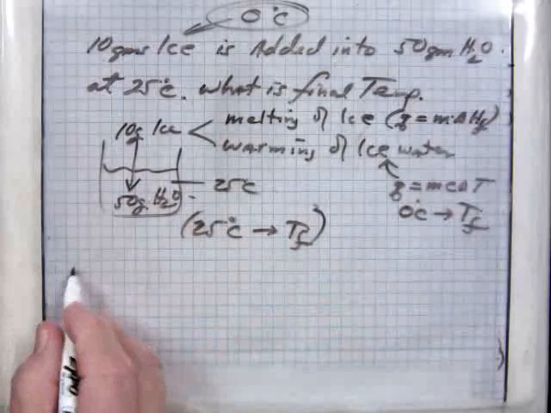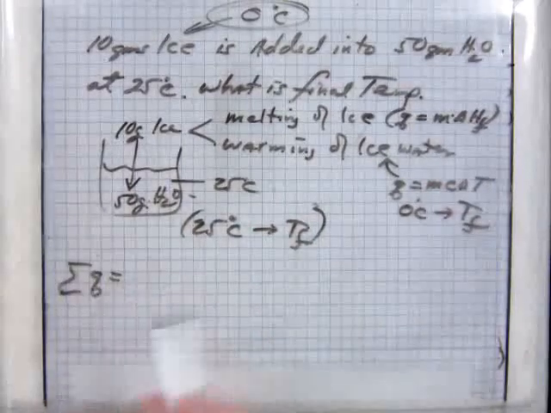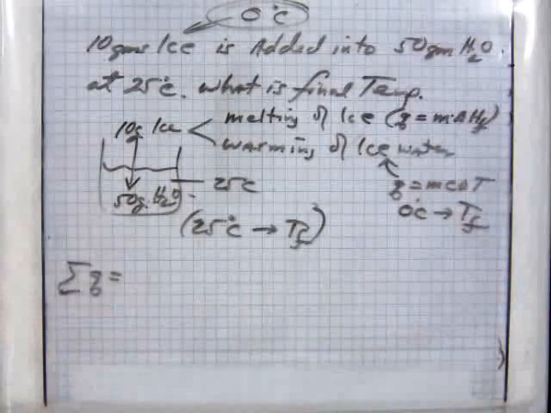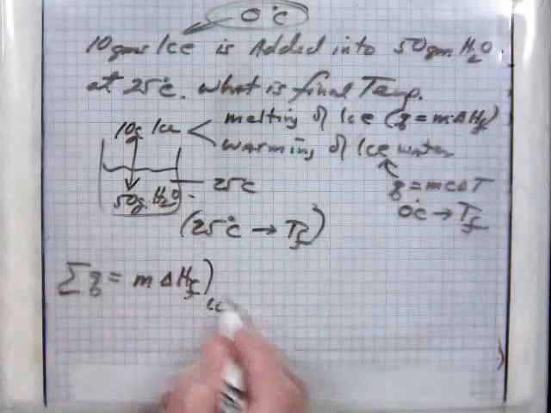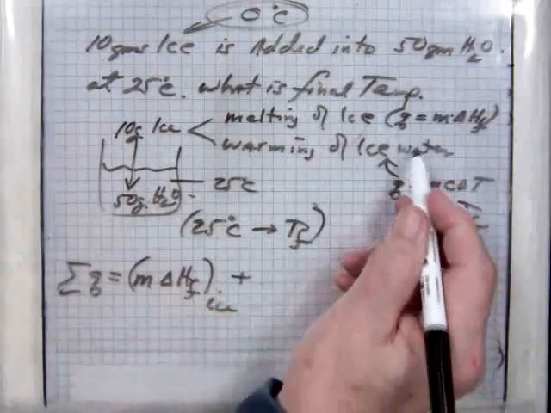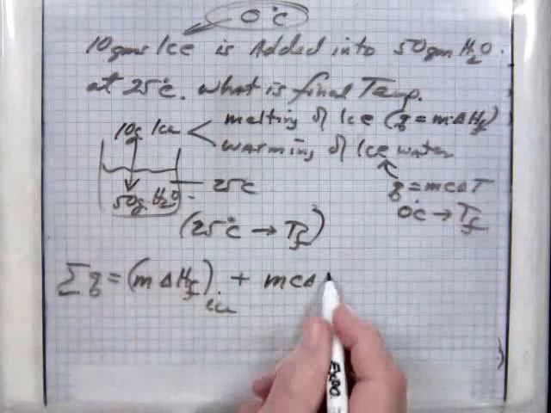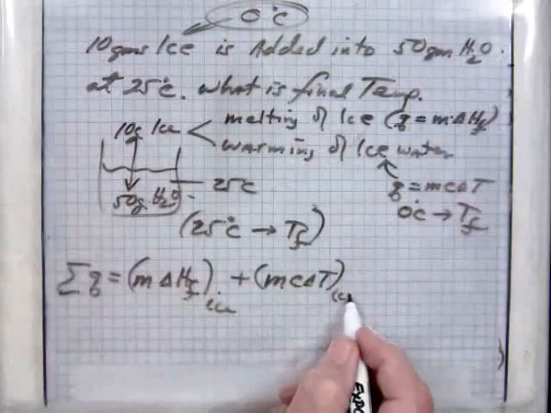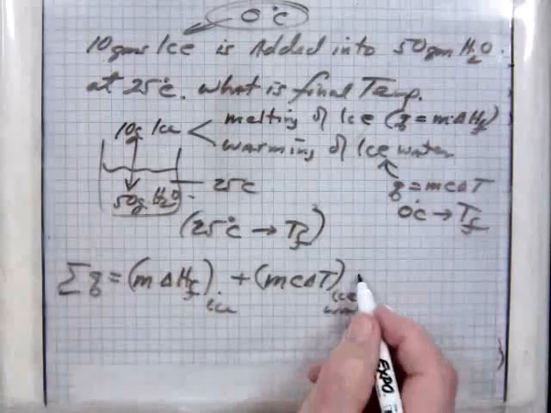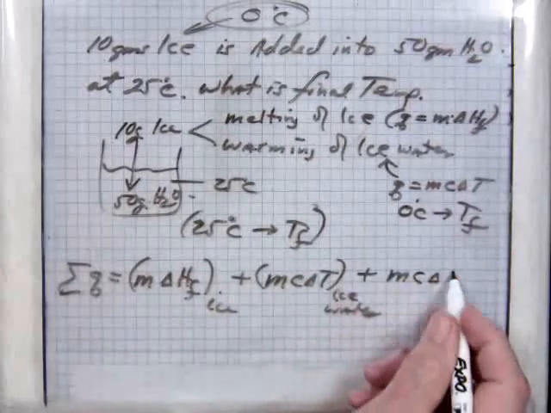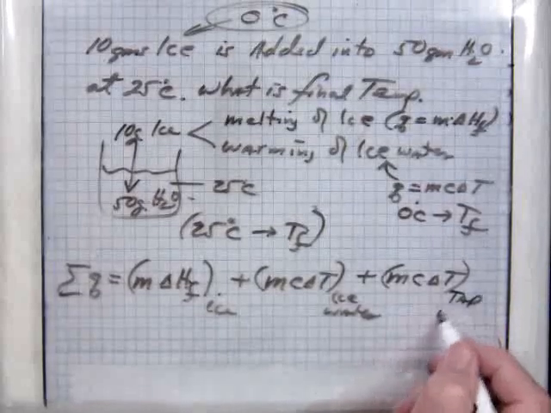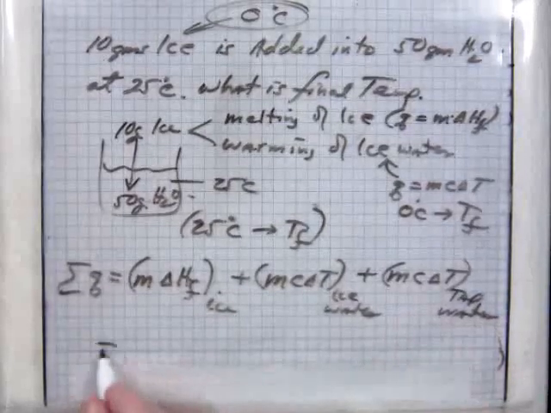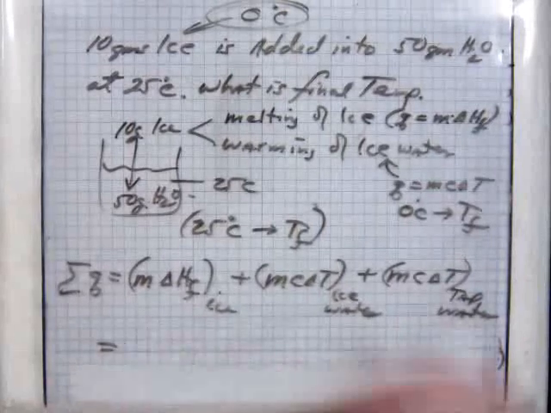So when you write your sum of your heat changes, you have to take into account, well, we got to melt 10 grams of ice. So that's an M delta H of fusion for the ice. Plus, then you've got to warm the ice water. It's an MC delta T, you have to warm it, plus an MC delta T, where you're cooling the water, the tap water. Okay, and so now you put in your data and solve for the unknown.